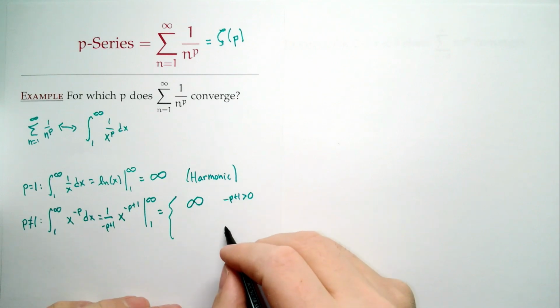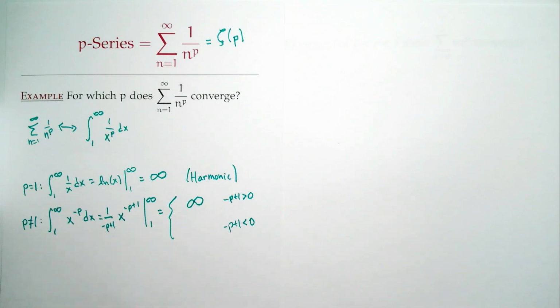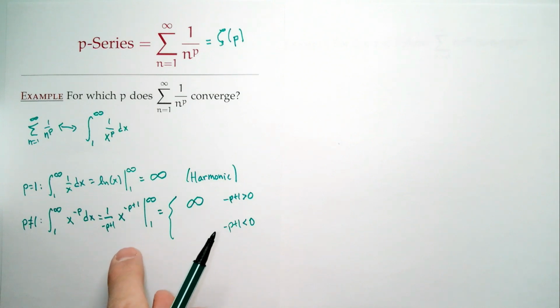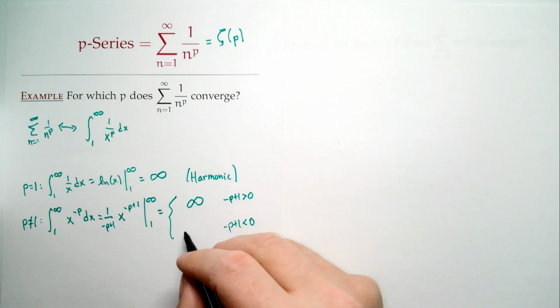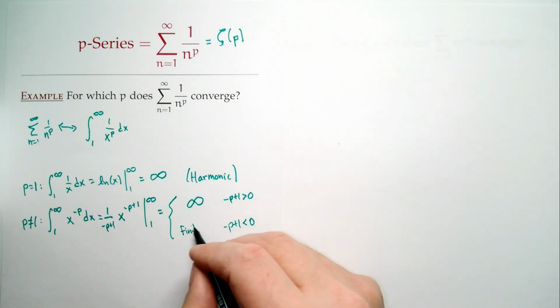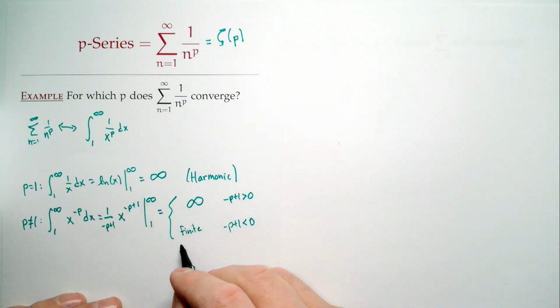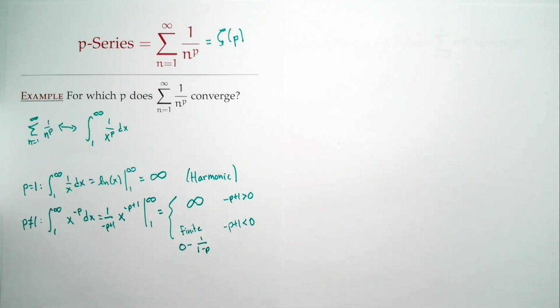Now, what happens if minus p plus 1 is less than 0? That means it's a negative exponent, which really means it's downstairs. So it's a huge number downstairs. So that's going to be a finite number. Now, that's just the one end, right? We can even say what it is. It's going to go to 0 minus, and then when you plug in 1, 1 over 1 minus p. Okay? So that's what we mean. But again, we don't care about what the value is. We care about whether it's finite or not.